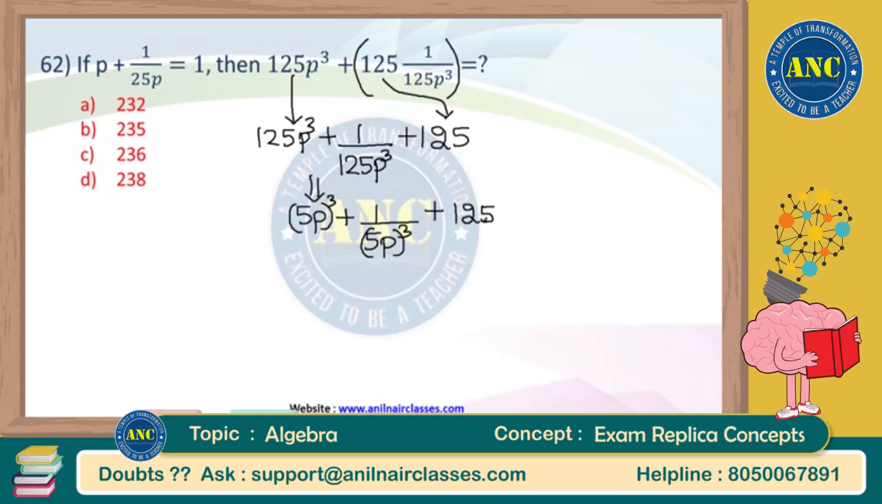This is what you are asked to find. Now again it is exactly similar to question number 61. They want you to find 5p whole cube plus 1 by 5p whole cube. That means, if I know the value of 5p plus 1 by 5p as some constant k, then finding 5p whole cube plus 1 by 5p whole cube is definitely not a difficult task. So I want to reduce the question to this format.